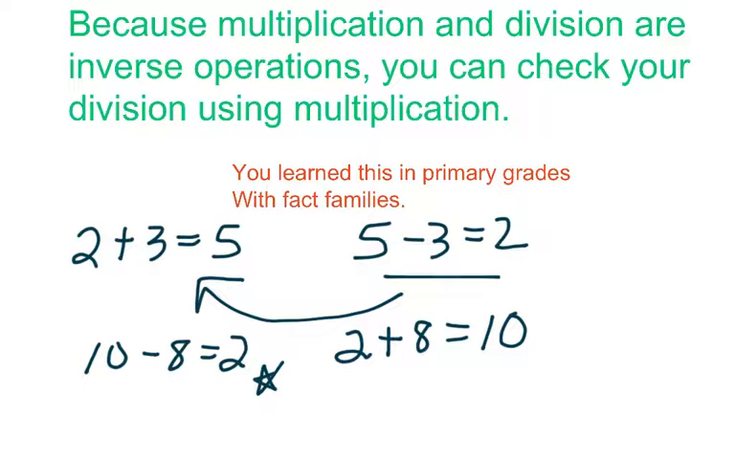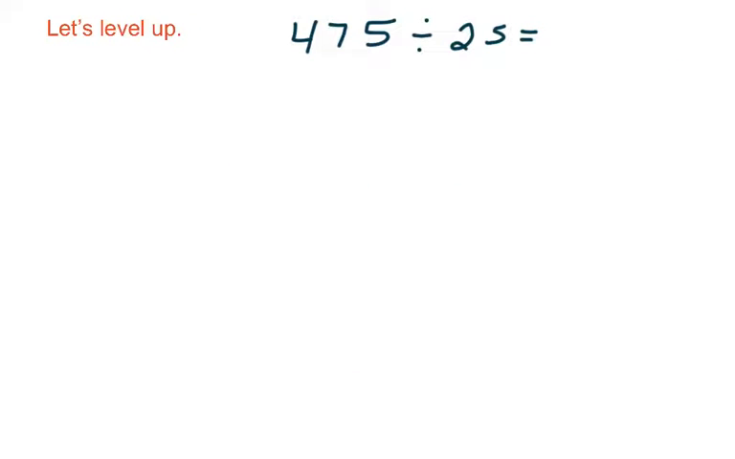So in third grade, I know you learned this in relation to multiplication and division with basic facts. So let's push on to fifth grade standards. We're going to level up here with this division, 475 divided by 25. And we're going to work it in the partial quotients strategy. So please work with me on your desk.